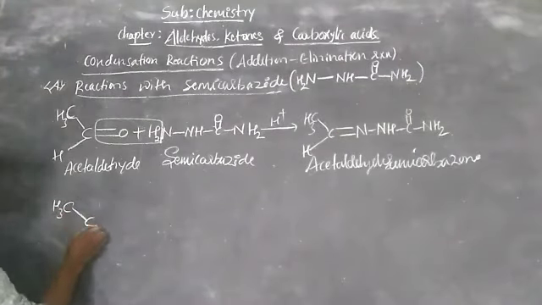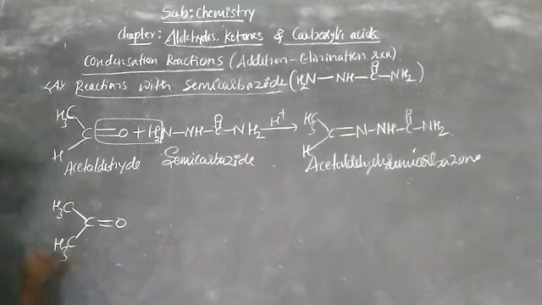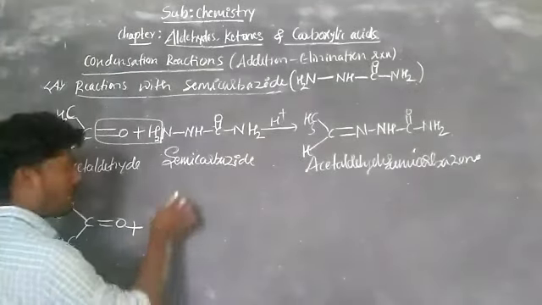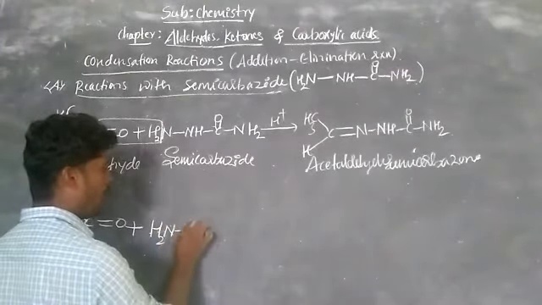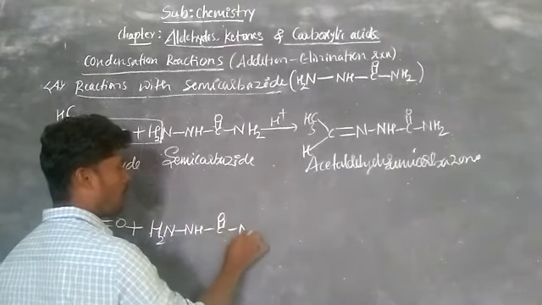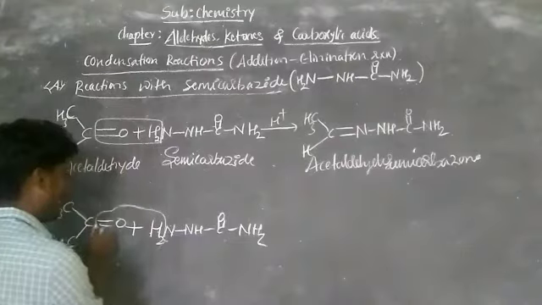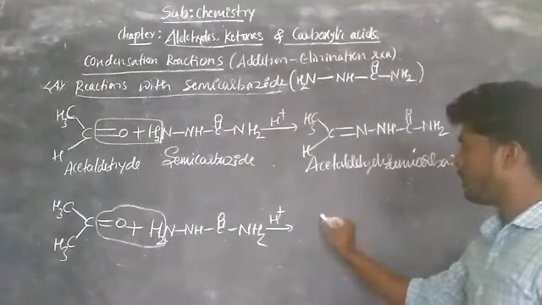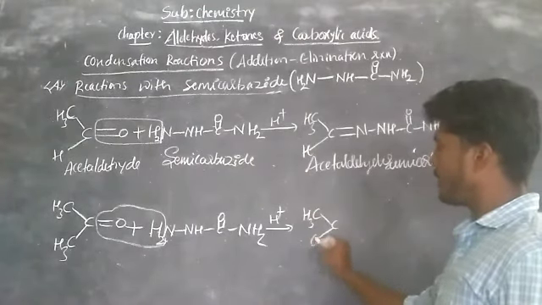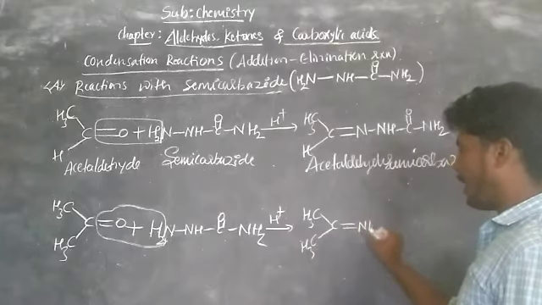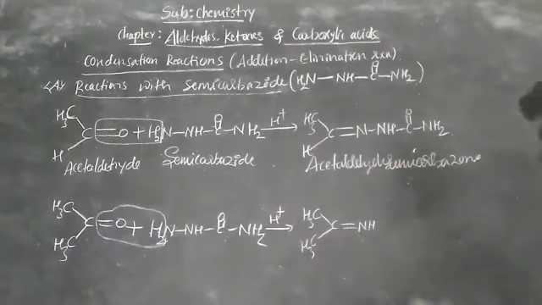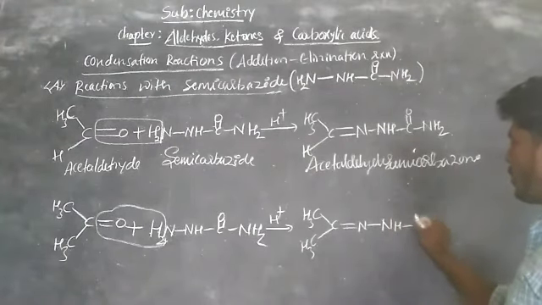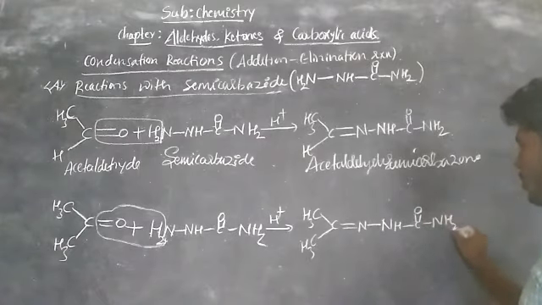CH3-C(=O)-CH3, which reacts with semicarbazide, NH2-NH-C(=O)-NH2. Here water will be eliminated in acidic media. Write the product: CH3-C(CH3)=N-NH-C(=O)-NH2, right, not NH but N. This is the right one.